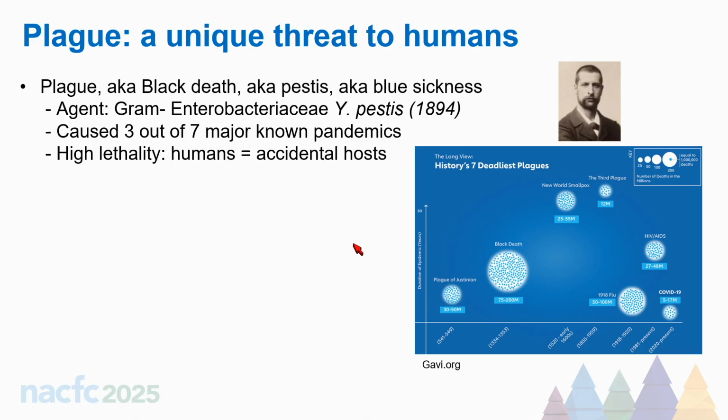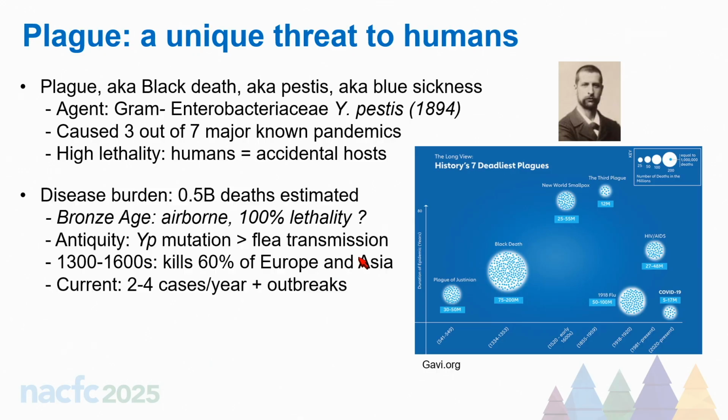It's highly lethal in humans because humans are not the host for pestis. It actually grows and stays in small rodents. It doesn't care about humans. It shows because it kills them all. About 500 million deaths have been estimated over time in antiquity, in the Middle Ages, and there's still an ongoing epidemic.